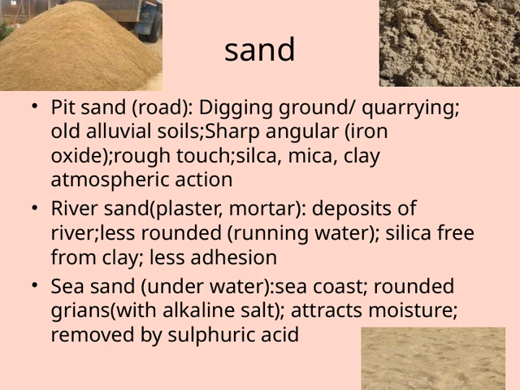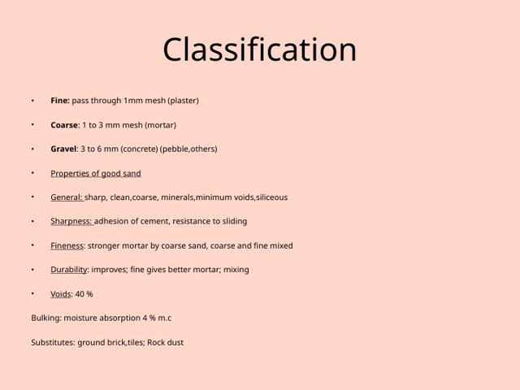Understanding these differences is crucial because the choice of sand can significantly impact the strength and durability of construction materials. Each type has its specific uses, and knowing their properties helps us select the right one for different projects. Let's start by looking at the classification of sand based on particle size. Fine sand passes through a 1 mesh, which makes it suitable for plaster. Coarse sand ranges from 1 to 3 and is typically used in mortar. Gravel, which ranges from 3 to 6, is used in concrete and often contains pebbles and other larger particles.